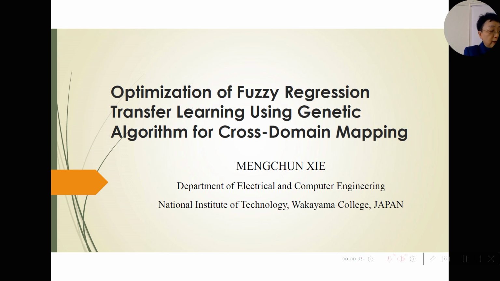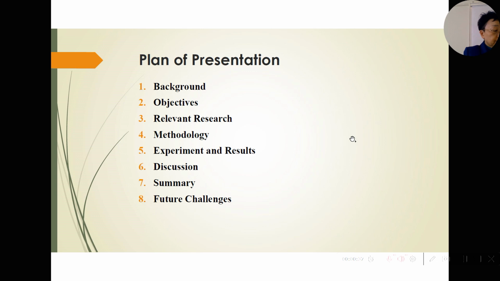The title of this presentation is Optimization of Fuzzy Regression Transfer Learning using Genetic Algorithm for Cross-Domain Mapping. The plan of the presentation is as follows.